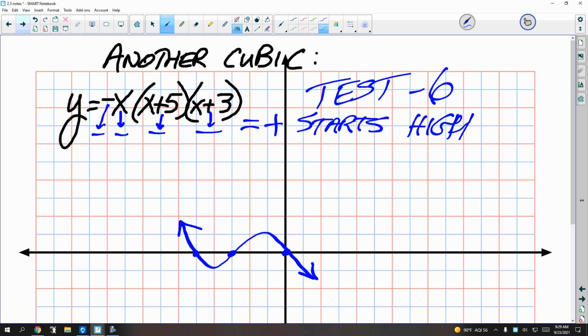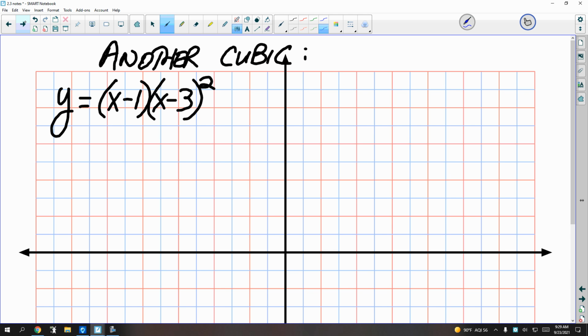Let's go crazy. Let's do another one. Are we doing anything other than cubic? Yeah, we are, but I'm just showing you rules right now.